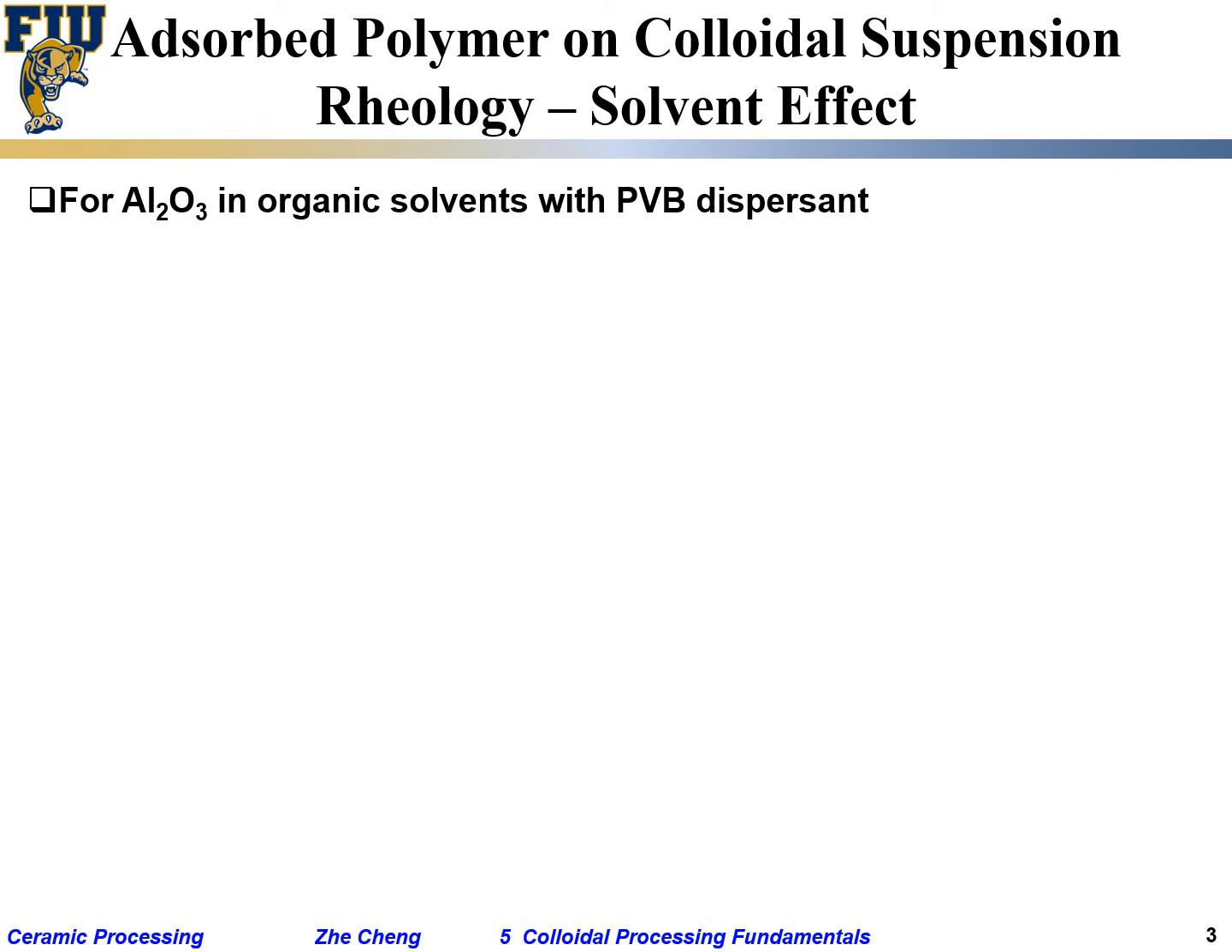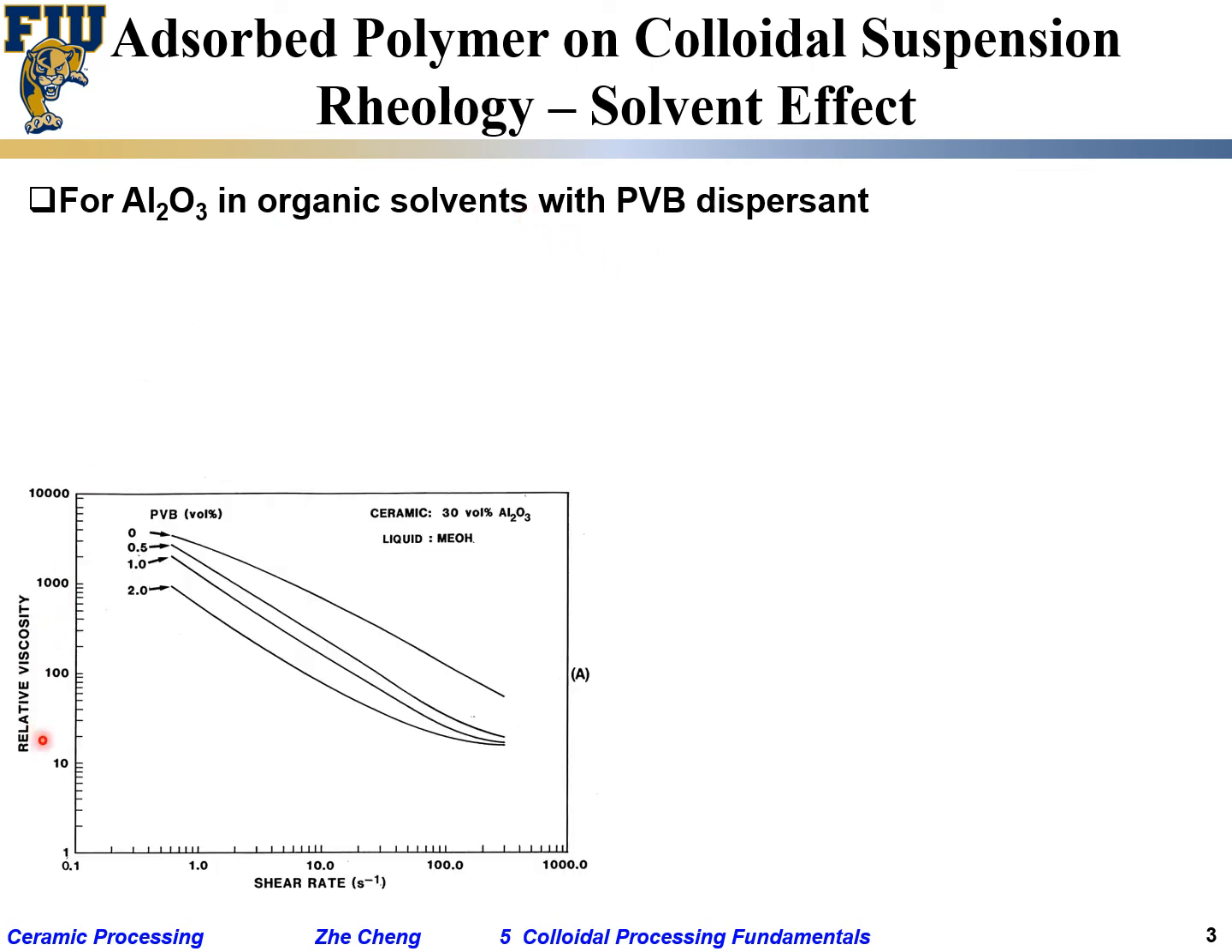Another knob. What is this knob? Solvent. Okay, pH, polymer concentration, polymer loading, polymer molecular weight, and then solvent. Different solvents will have an impact. We are talking about aluminum oxide and PVB dispersion in solvent. PVB is a non-polar polymer, so that's why we use organic solvent. And we are showing relative viscosity versus shear rate.